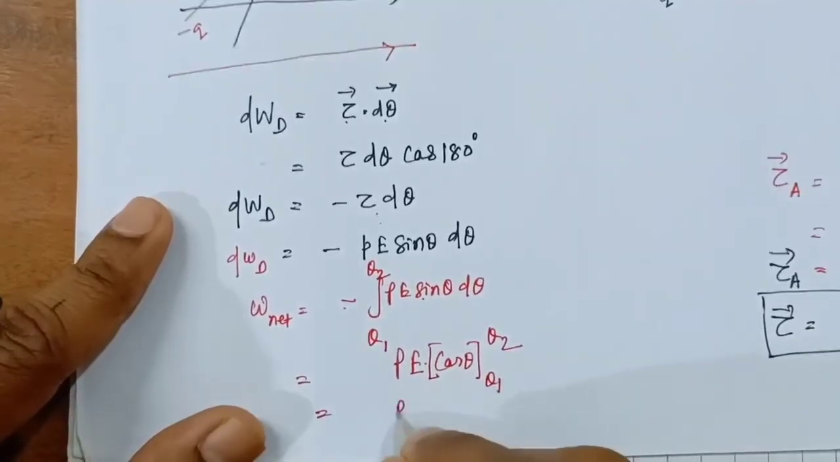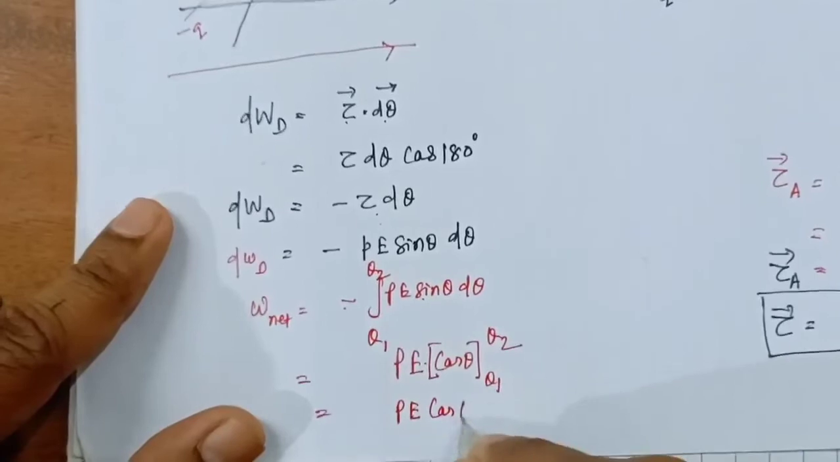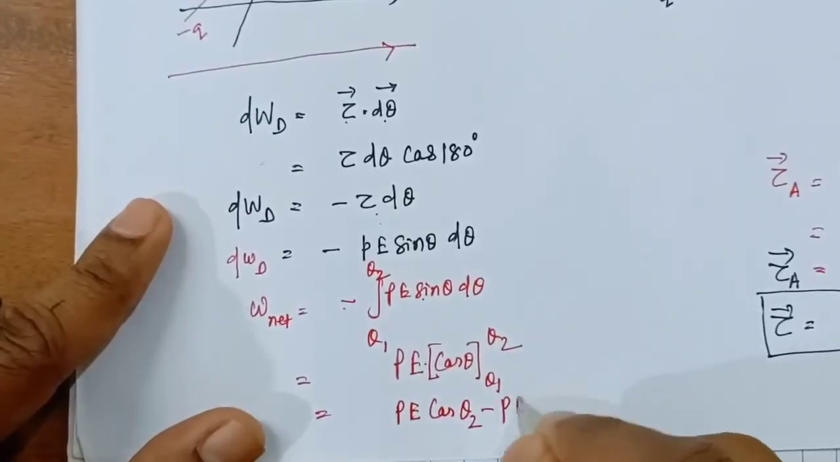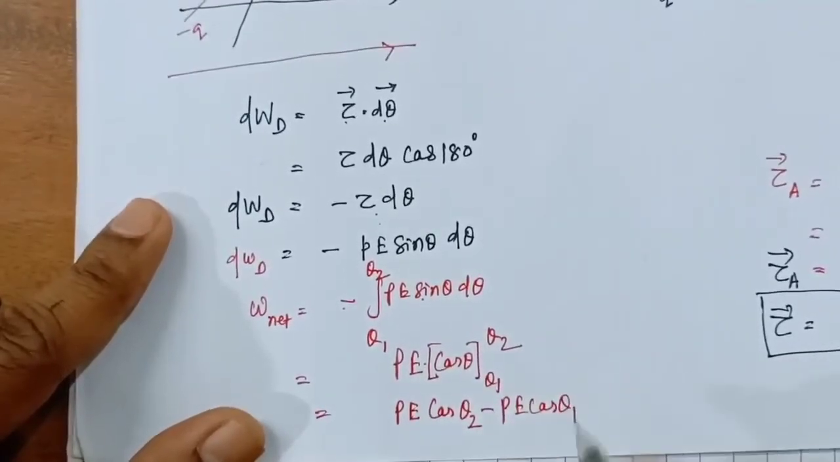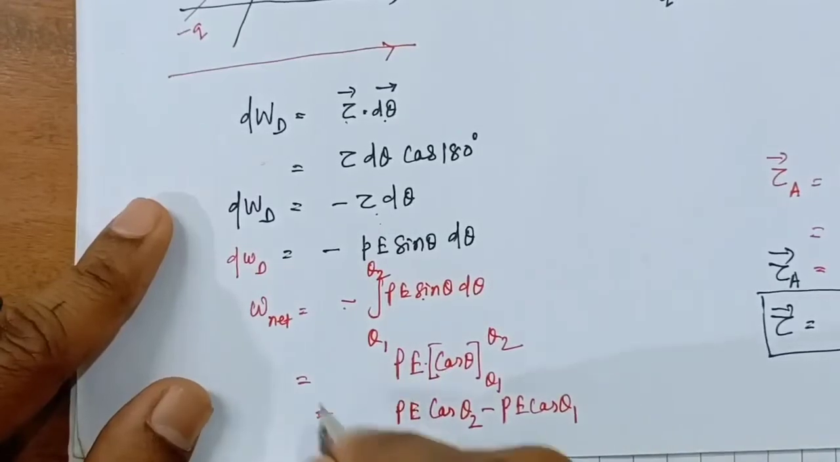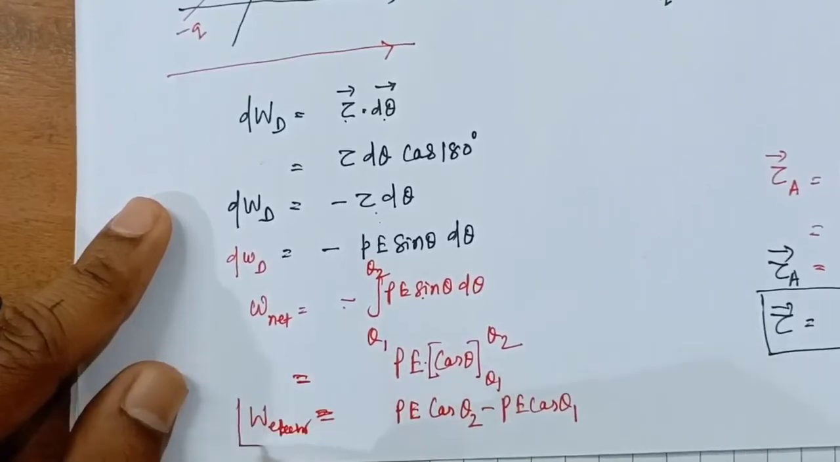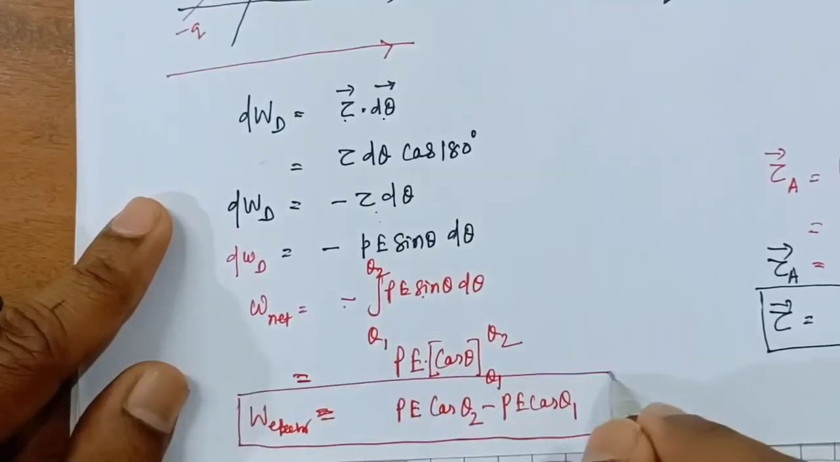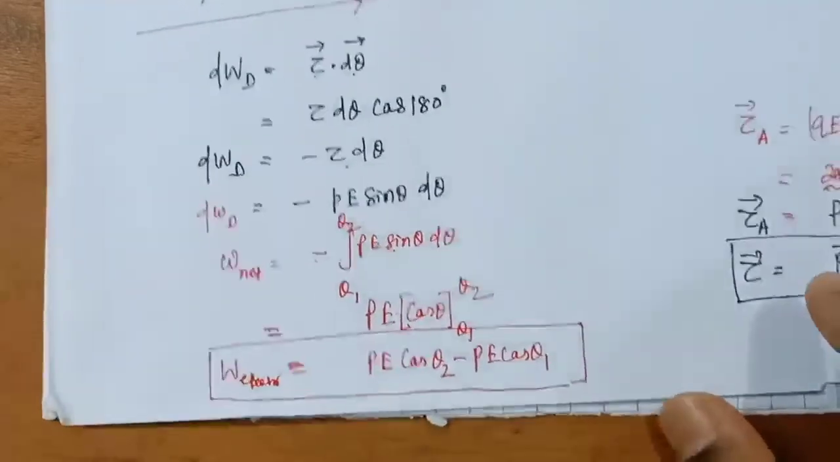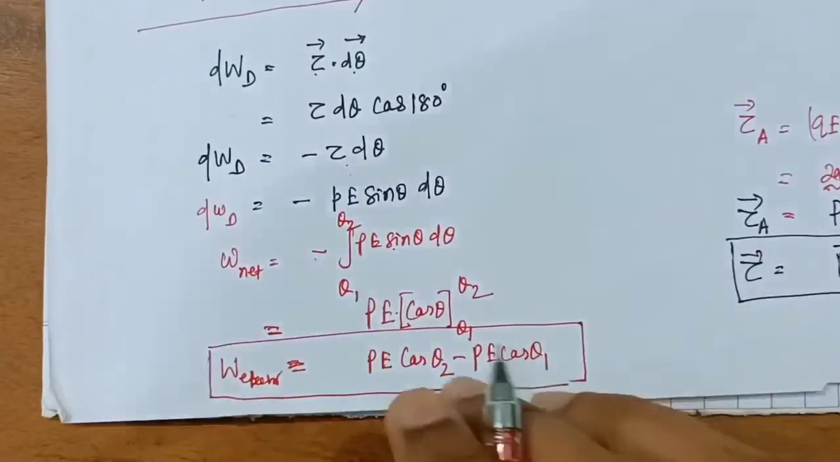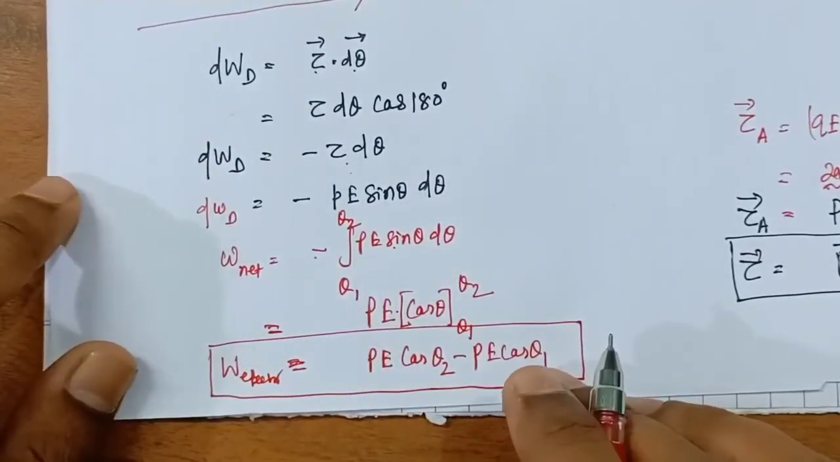And what is the expression coming? pE cos theta 2 minus pE cos theta 1. This is a very fundamental thing, the work done that we are getting. The work done due to electrostatic force, what is the expression coming? That is, work done due to electrostatic is pE cos theta 2 minus pE cos theta 1.